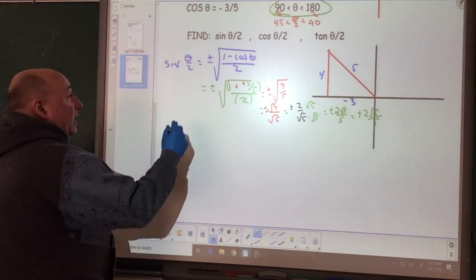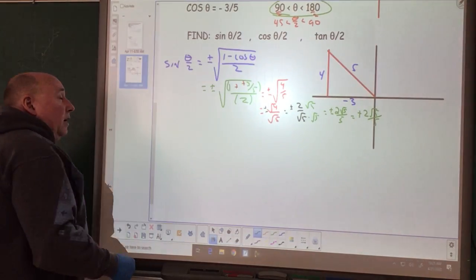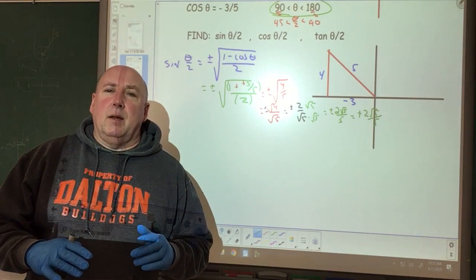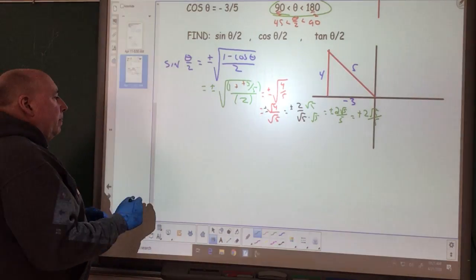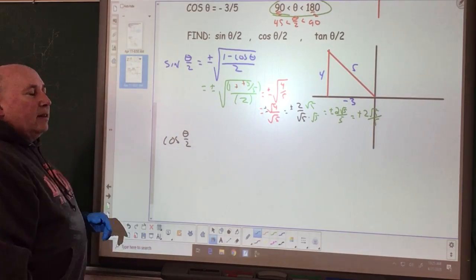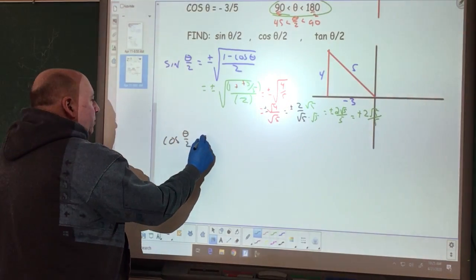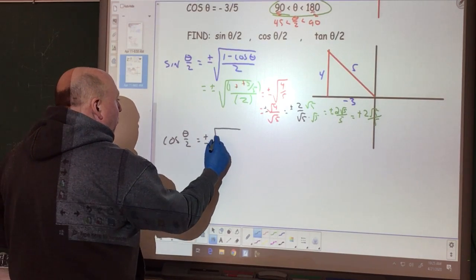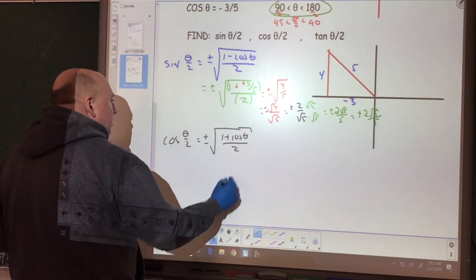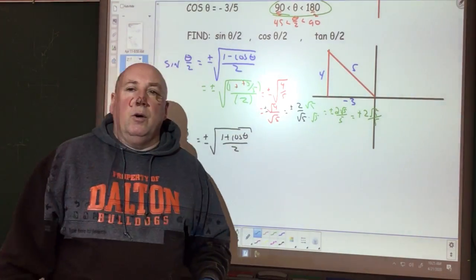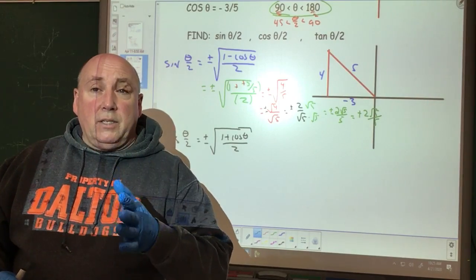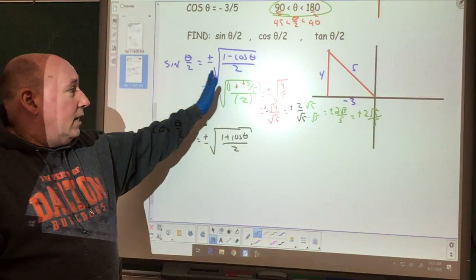If we take the cosine, now we did the sine here. The cosine is going to follow the same method. Cosine of theta over 2, half theta, is plus or minus the square root of (1 plus cosine of theta) divided by 2. Okay, I want you to work this one by yourself. Follow the same pattern we just did up here.